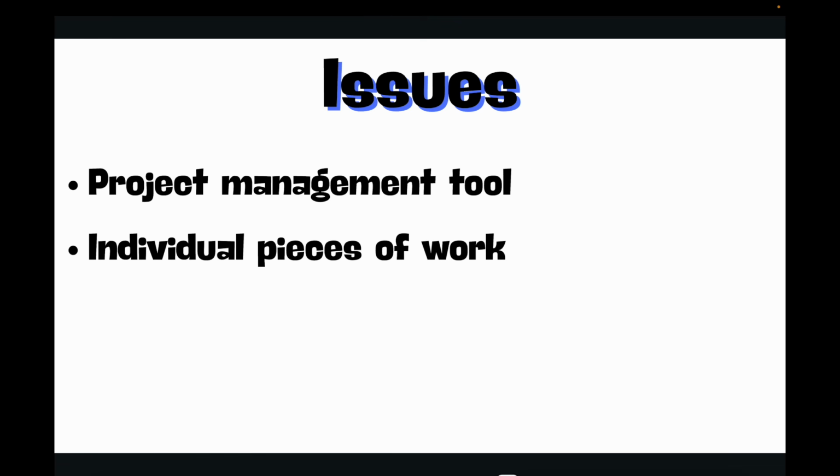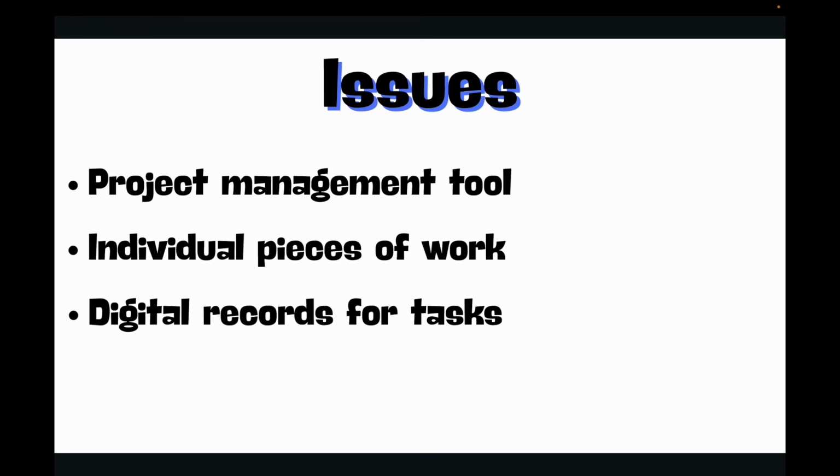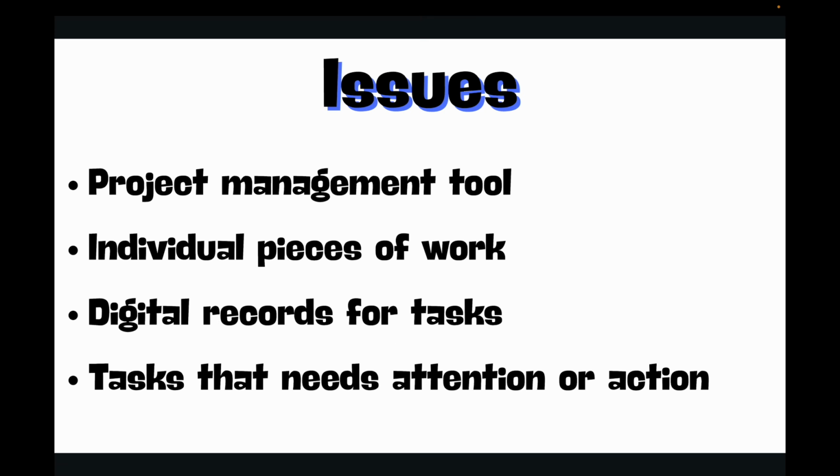Let's get organized. So, think of GitHub issues as a versatile system for tracking individual pieces of work within your project. They are essentially digital records for anything that needs attention or action. So, you have certain bugs that you need to fix and you want to keep track of it. So, you can make use of these issues to create those actionable items and then take actions on them.